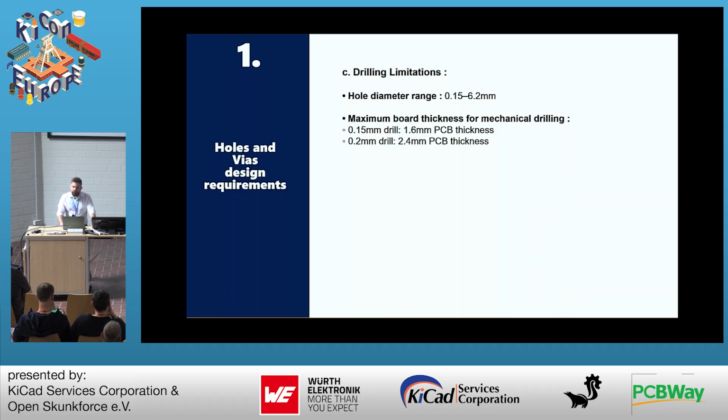And then for drilling, for the different holes we can manufacture, we go from 0.15 millimeter to 6.2 millimeter. And you have to know that the value of 0.15 also depends on the thickness of the PCB. If the PCB is 1.6 millimeter, we can go down to 0.15, but if it's 2.4, for example, we can only go down to 0.2 millimeter.